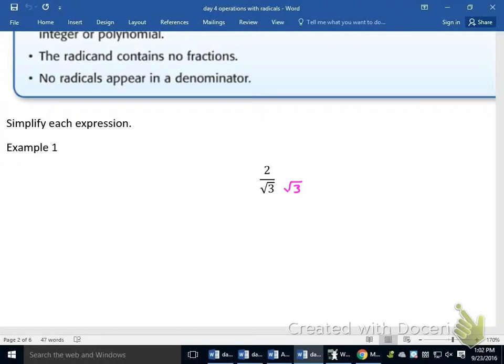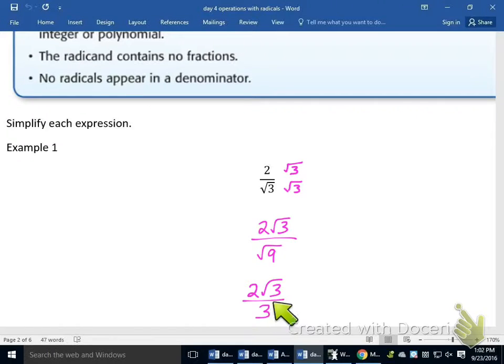Now, if I'm going to do it to the denominator, I must also do it to the numerator. That way, what I'm really multiplying by here is 1. Root 3 over root 3, that's 1. I'm multiplying the number by 1. I'm not changing anything on it. So the numerator is now 2 times the square root of 3, and the denominator is the square root of 9, which is simply 3.